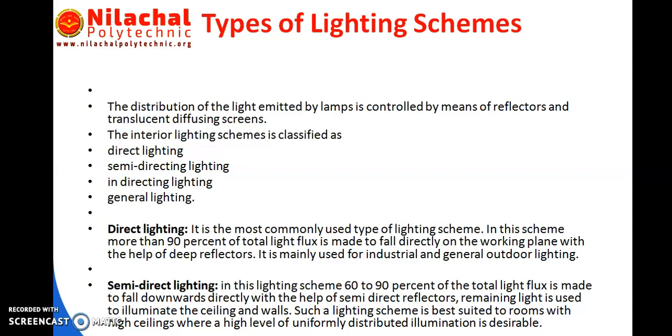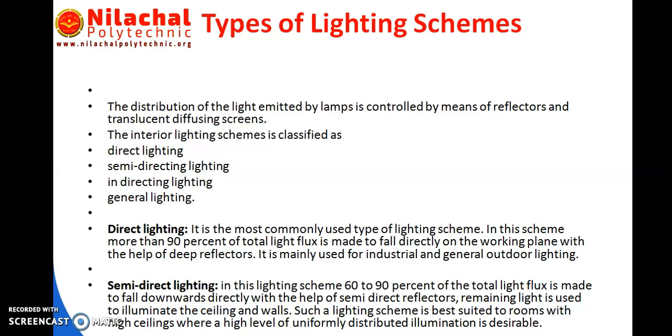It is mainly used for industrial and general outdoor lighting. Okay, so semi-direct lighting. What is this semi-direct? In this lighting scheme, 60 to 90% of total light flux is made to fall down directly with the help of a semi-direct reflector. The remaining light is used to illuminate the ceiling and walls.